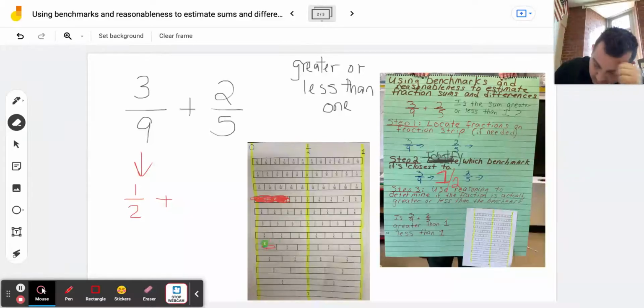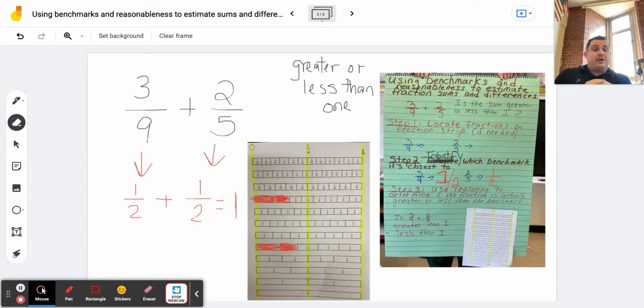1/5, 2/5. Okay, is 2/5 closest to 0, or is it closer to a half? Well, you're going to see this one also is very close to 1/2. Okay, so we would say here a half plus a half is going to give us a whole. All right, so this would also be 1/2.